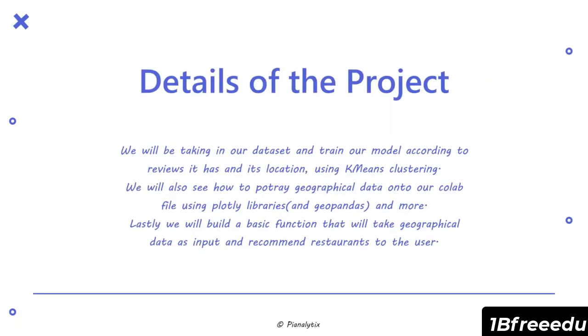Details for the project: we will be taking in our data set and training our model according to the reviews it has and the location it has using k-means clustering. We will also see how to portray geographical data onto our Colab file using Plotly libraries and GeoPandas libraries. These two are the main libraries, along with some more dependencies. Lastly, we will be building a basic function that will take geographical data as input, that is our longitude and latitude values, and recommend restaurants to the user.